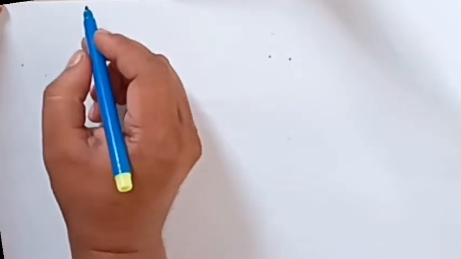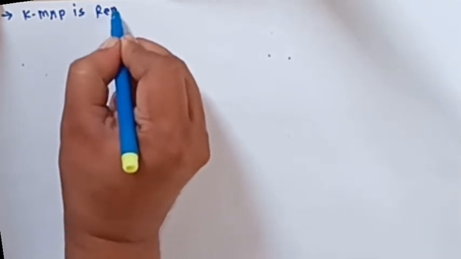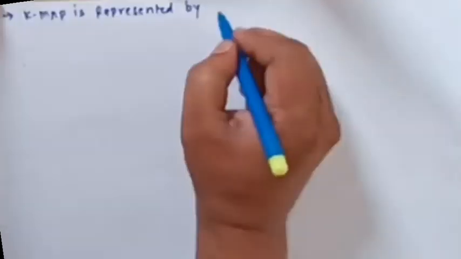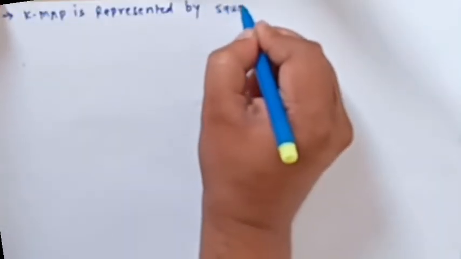Now let us see how to draw the K-map. The K-map is represented by using square boxes. How many square boxes we have to draw totally depends on the number of inputs or number of literals.